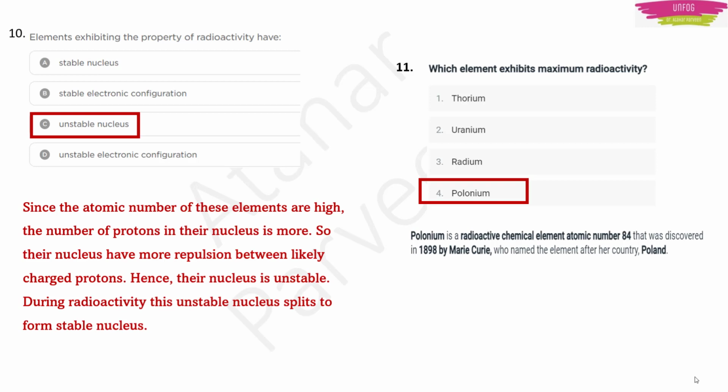It is a radioactive chemical element with atomic number 84. This was discovered by Madame Marie Curie in 1898, who named the element after her country, Poland. She was from that country, that's why she named that element polonium. I hope that you all know about Madame Marie Curie, right? She was one of the pioneers in radioactivity. Not only she, her husband also.